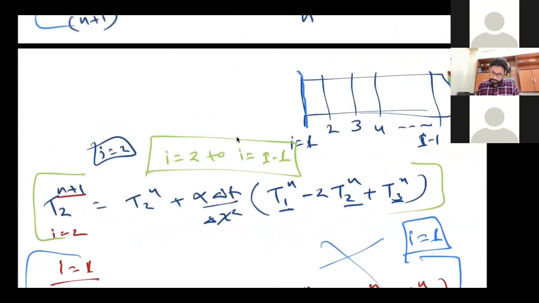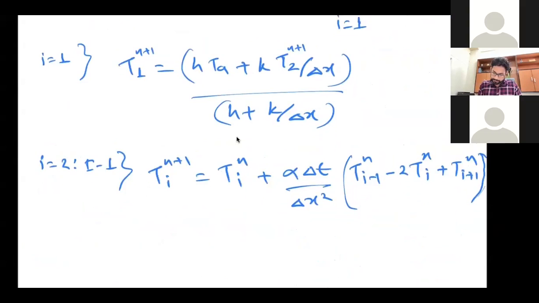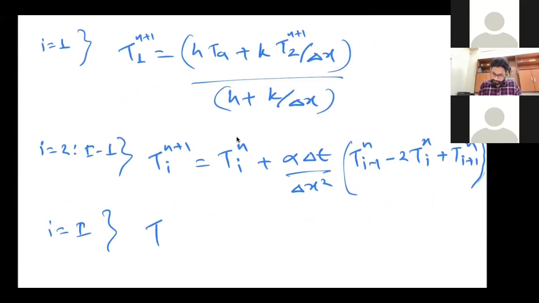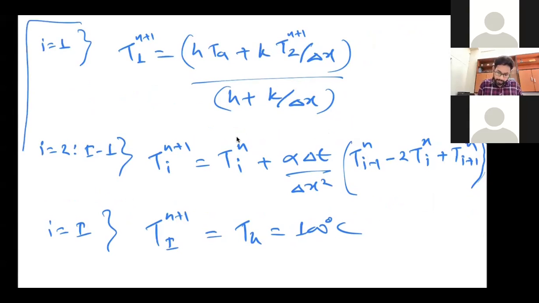In the last point, Ti was already known. So for I equal to capital I, T capital I n plus 1 is already known, that is equal to Th, that hot temperature, in degrees Celsius. Okay, so now we have the discretized equations and boundary conditions for all points from I equal to 1, to I equal to 2 to capital I minus 1, and then capital I, right? So this problem is complete, and now we can write a MATLAB code for this.